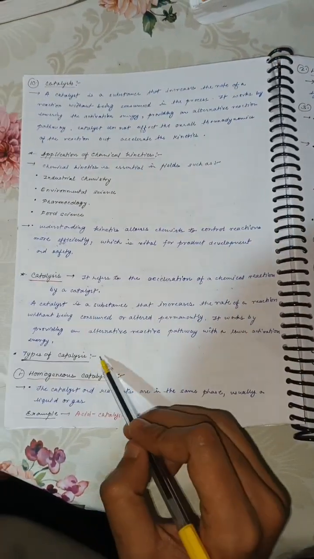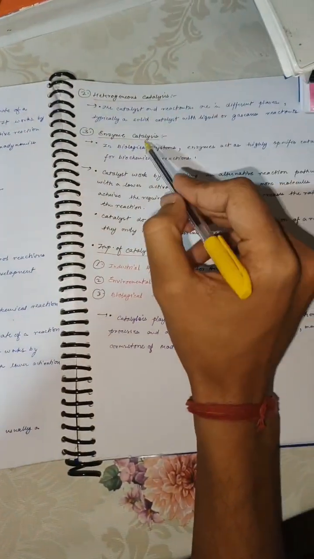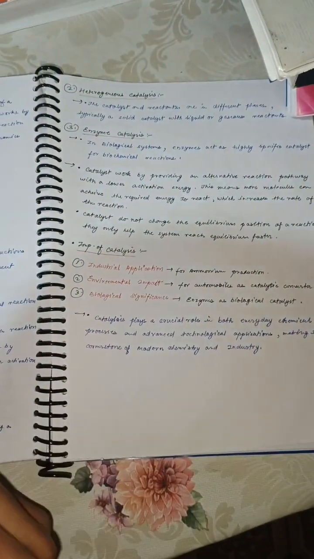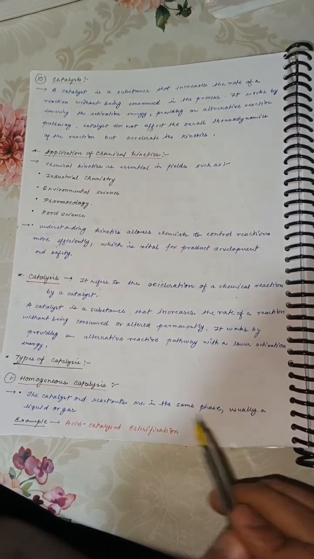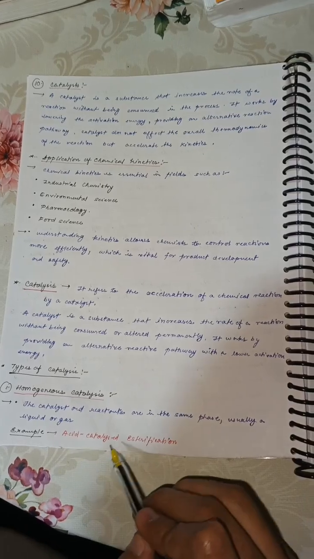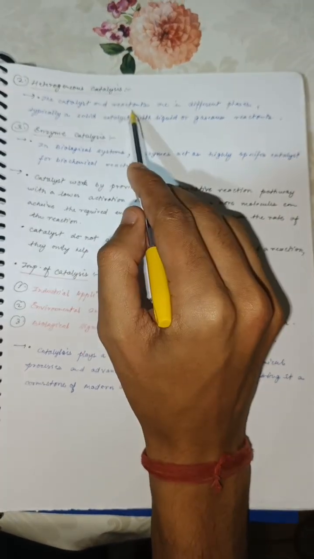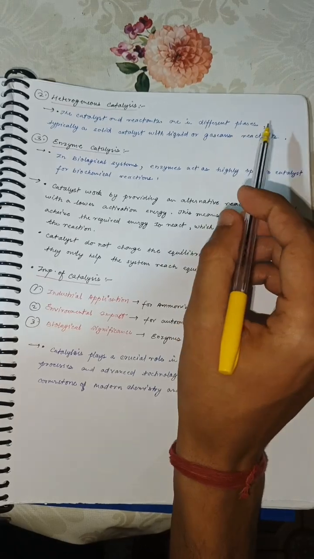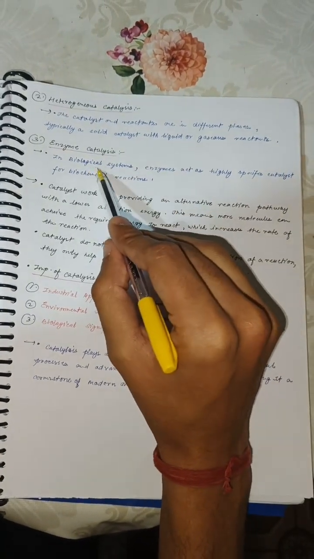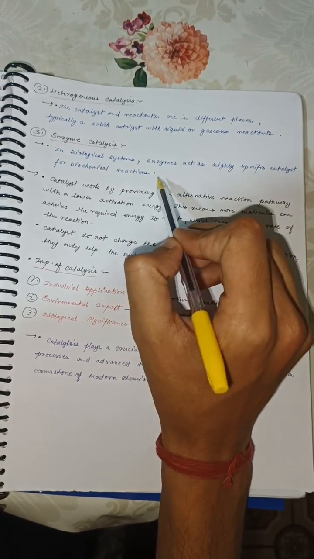So, types of catalysis. There are three types of catalysis: homogeneous catalysis, heterogeneous catalysis, and enzyme catalysis. Homogeneous catalysts are those where the catalyst and reactants are in the same phase, usually liquid or gas phase. Example: acid catalyst in esterification. Second is heterogeneous catalysis. In this, the catalyst and reactants are in different phases, typically a solid catalyst with liquid or gaseous reactants. Enzyme catalysis: in biological systems, enzymes act as highly specific catalysts for biochemical reactions.